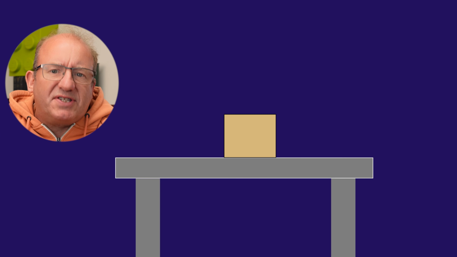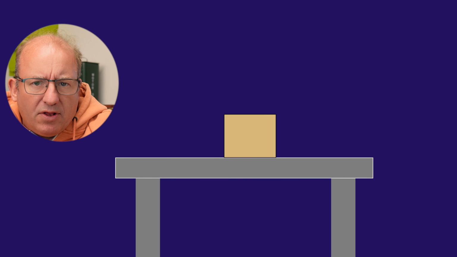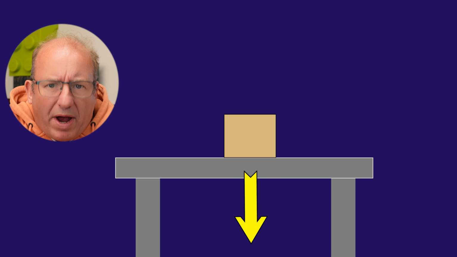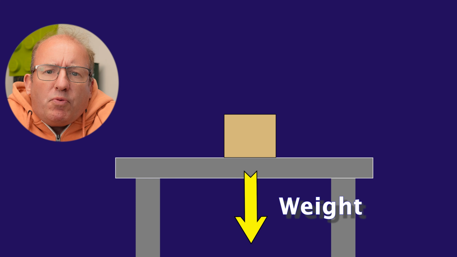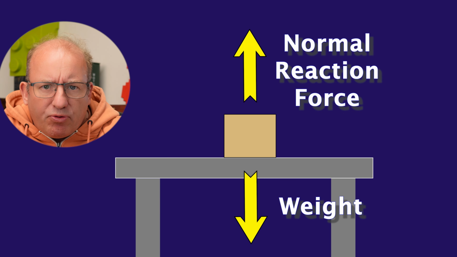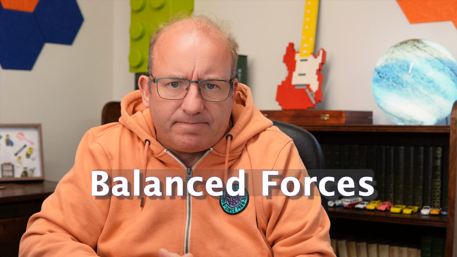Here's another example. A box sat on a table. The force of gravity is pulling the box down, what we call its weight, and the normal reaction force from the table is pushing the box back up. Both those forces are equal in size but opposite in direction, so they cancel out, and the forces are balanced. The box stays where it is.